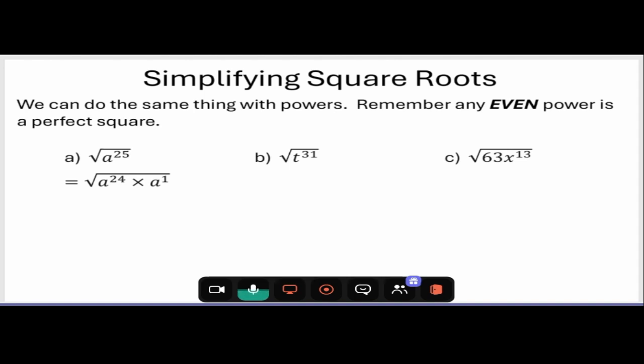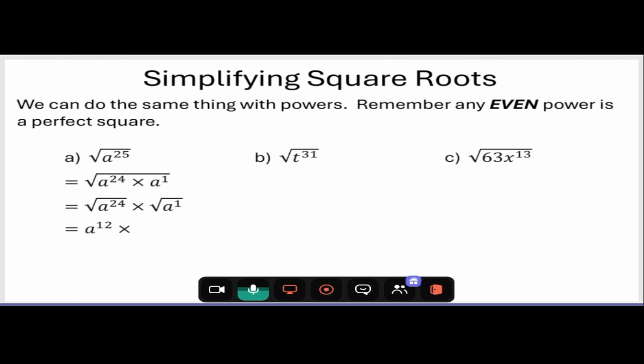We can break a to the 25 into a to the 24 times a to the 1 because we add those exponents. And again, if you're sitting there thinking, why isn't the answer a to the 5? Remind yourself, what is a to the 5 times a to the 5? It is a to the 10. You add the exponents. It is not a to the 25, right?